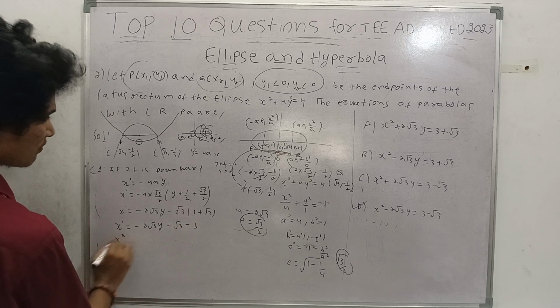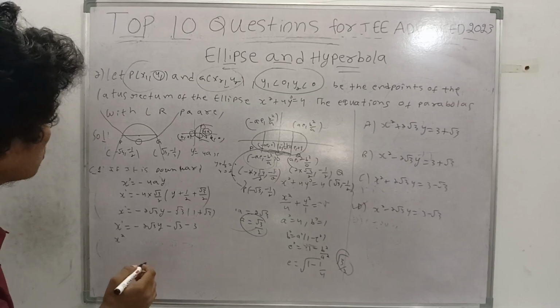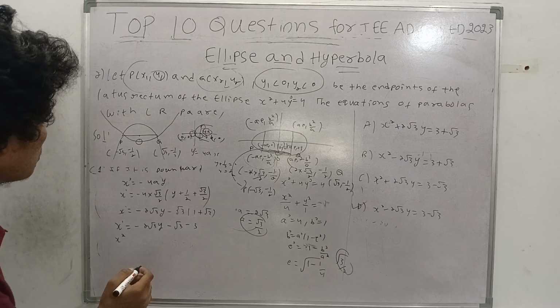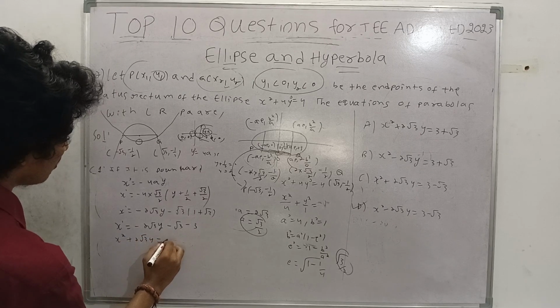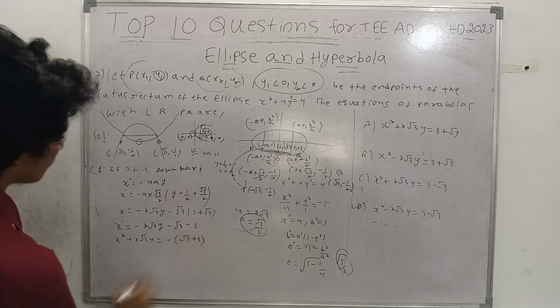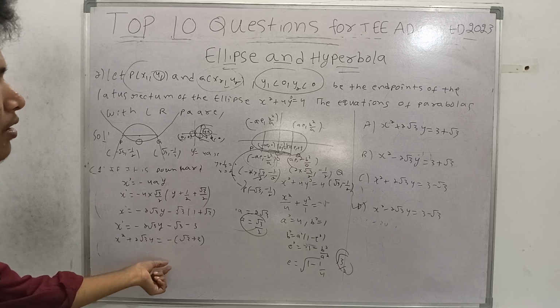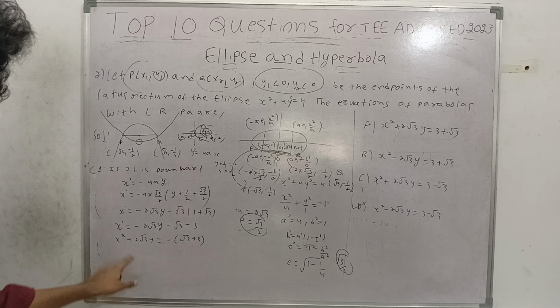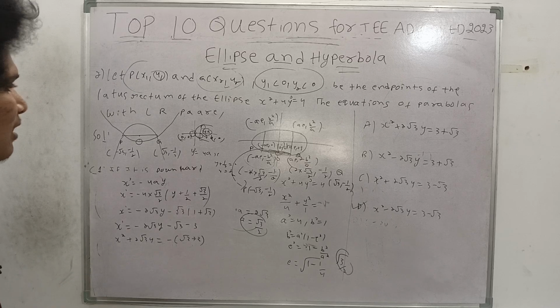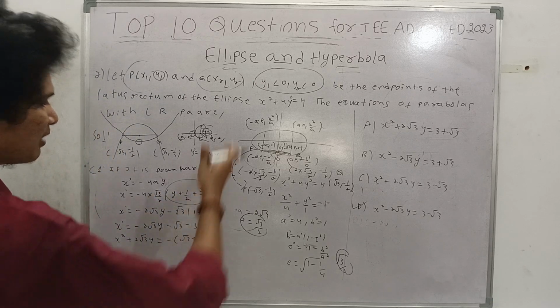So x square plus 2 root 3 y equal to minus, if you take common, root 3 plus 3. So why are we getting this minus here? What we have done is correct only, but it should be same. I think there is a slight calculation error. You can check, guys. Here we have to select the point in such a way it will look like this.